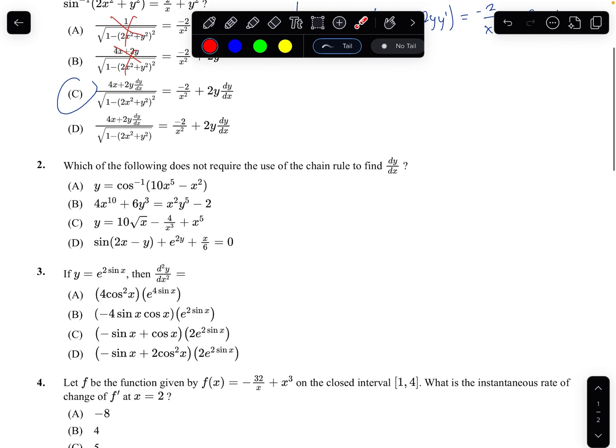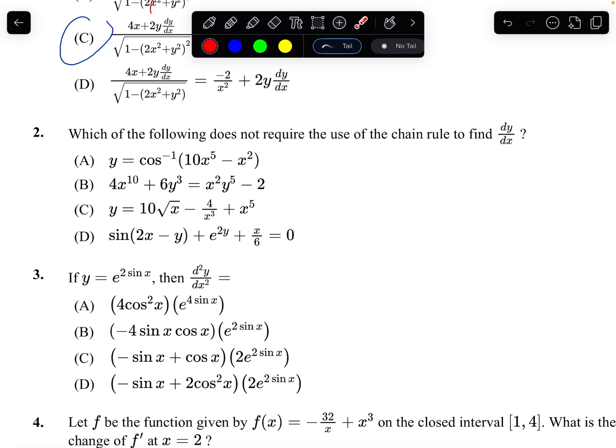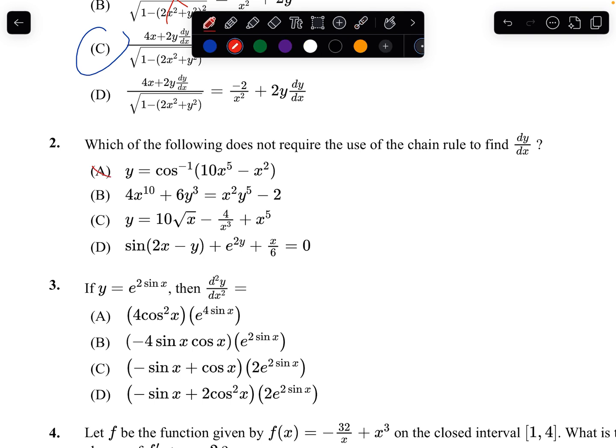Which of the following does not require the use of the chain rule? This A would require the use of the chain rule. We have an outside function, we have an inside function. So, yep. And then, let's see. Does this one require the use of the chain rule? Yes, this one requires the use of the chain rule because I'll have to use implicit differentiation here and here, which when I multiply by y prime, that's the chain rule. So it's not going to be A, it's not going to be B.